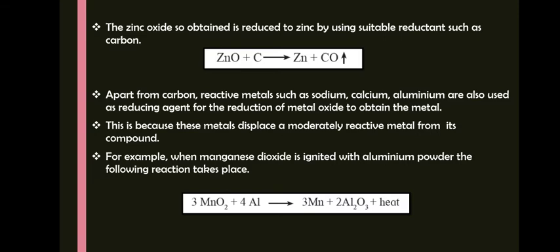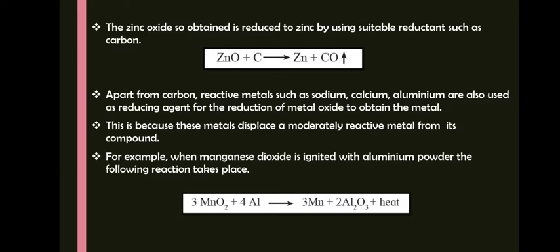So the zinc oxide which is obtained is reduced to zinc by using suitable reductant such as carbon, right? So oxygen will be removed from zinc oxide, forming zinc atom along with carbon monoxide, which is a gas, right, which will be liberated. Apart from carbon, the reactive metals such as sodium, calcium, aluminium are also used as reducing agent for the reduction of metal oxide to obtain the metal.